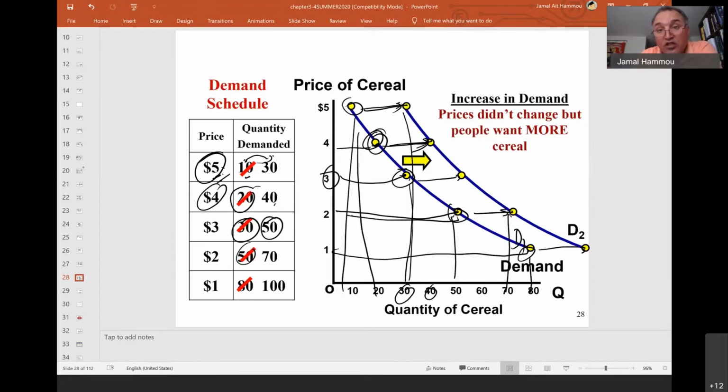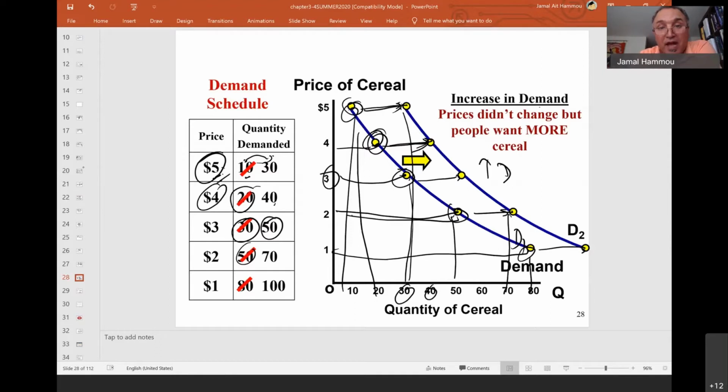So this is called change in demand. We moved everything to the right. Change in demand means at every price, people are buying a different quantity, either less or more. In this case, they are buying more. We call it increase of demand because they are buying more at every price. So increase of demand means that people are buying more at the same price.